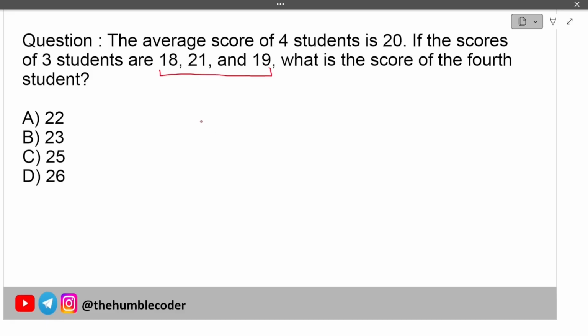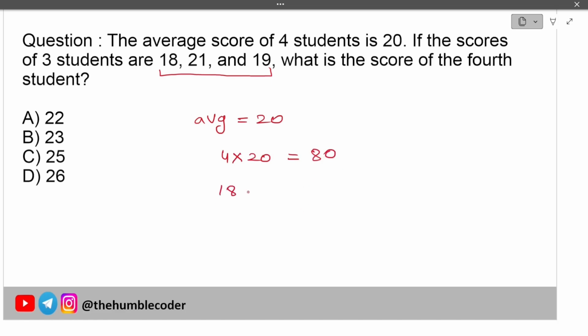So we have been given the average of 4 students, which is 20. Now we have to find out the total. See, average is of 4 students. So what is the total? How can we find out? 4 into 20. Okay, so 4 into 20 is what? 80, because average is for 1, right? So 4 into 20, when we do it, we will get 80. So 80 is the total score.